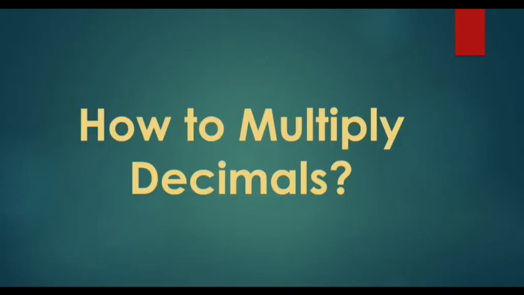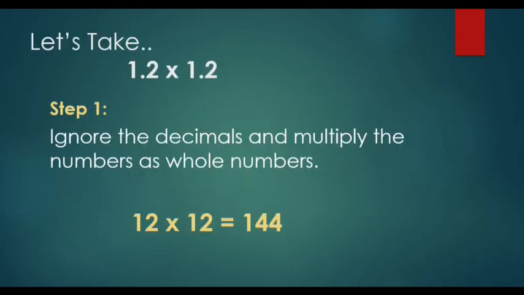Now the last topic for today, how to multiply decimal numbers. Let's understand through the example 1.2 into 1.2. To make it easier for you to understand, step 1 says ignore the decimals and multiply the numbers as whole numbers such that 12 into 12 will be equal to 144. This is simple multiplication we all can do.